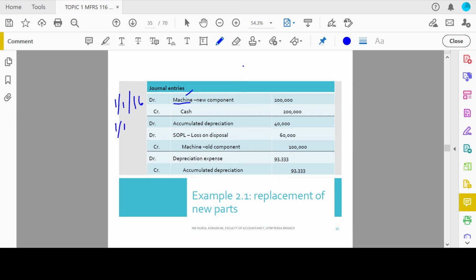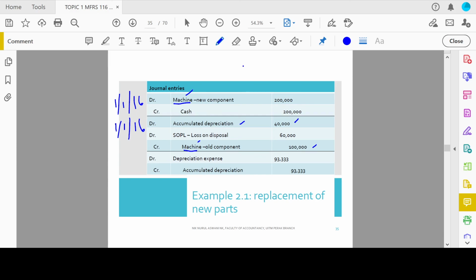Number 2 happened on the same date, 1st January 2016, derecognition of old component. For derecognition of any asset, we have to remove both cost and accumulated depreciation related to the asset derecognized. Here we want to derecognize an old component from the machine. So credit machine, not the old component, credit machine, the same account, 100,000 cost, debit its accumulated depreciation account, 40,000 as per calculated before.